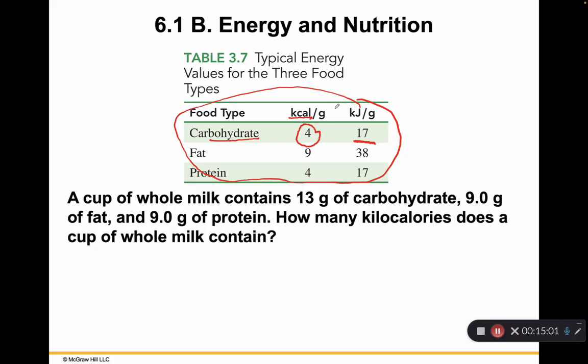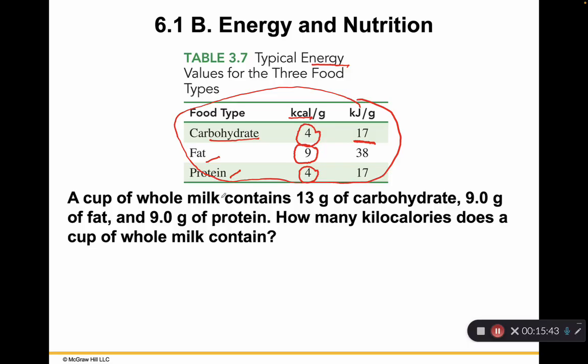So this table gives you the typical energy value for 3 different types of food. For fat, every 1 gram of fat will be equal to 9 kilocalories of energy. Every 1 gram of protein will give you 4 kilocalories of energy. You see how the fat gives us more energy, because it's 9 here, right? So we can use this information to figure out how many calories a particular food item has. Okay, so let's read this question.